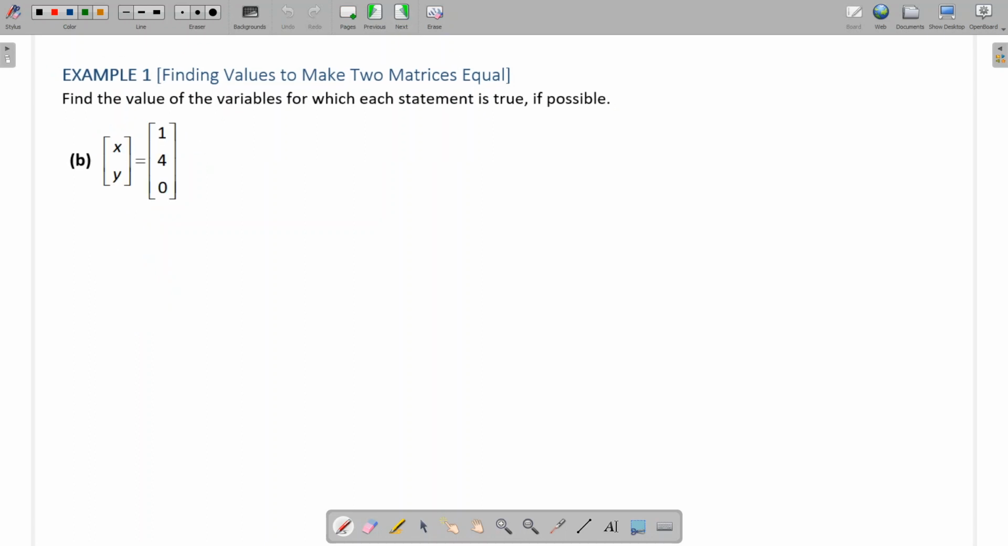All right, the next one, we have a problem here because this first one is a 2 by 1, and then this one is a 3 by 1. They don't have the same dimensions, so there is no way for these to be equal. This one is just not possible. In order to be equal matrices, they have to start off with the same dimension.